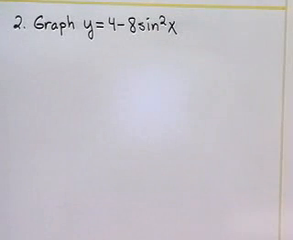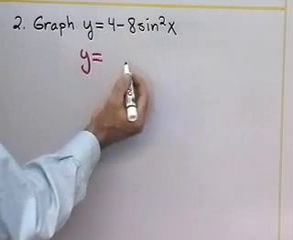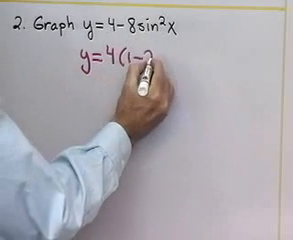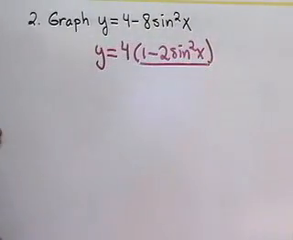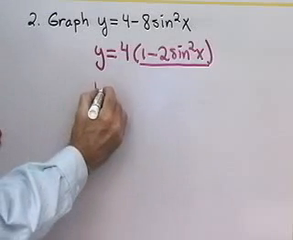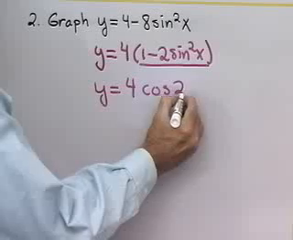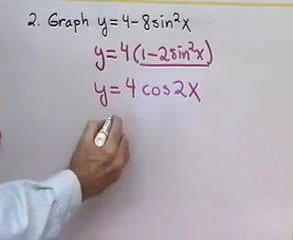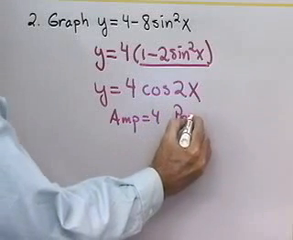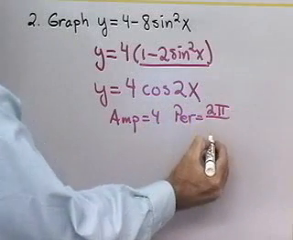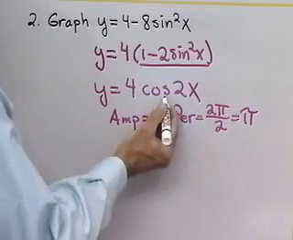Now I want to graph y equals 4 minus 8 sine squared x. Let's start by factoring a 4 out of each term. What's left is 1 minus 2 sine squared x. Then I recognize this as the expanded form of cosine 2x. So I can rewrite this as 4 times cosine of 2x. So it looks like I have a graph with an amplitude of 4 and a period of 2 pi divided by 2, which is just pi. No phase shift, it's not reflected, and it's a cosine curve.